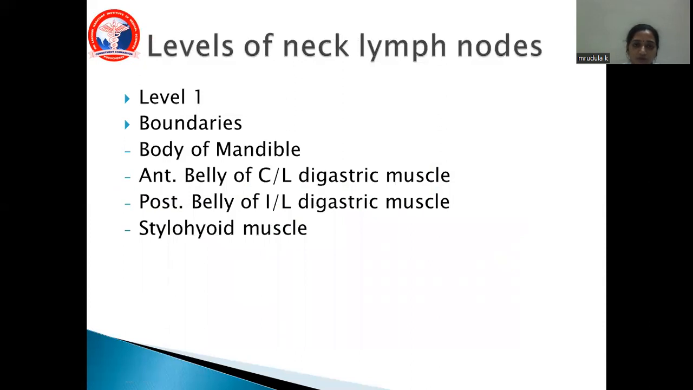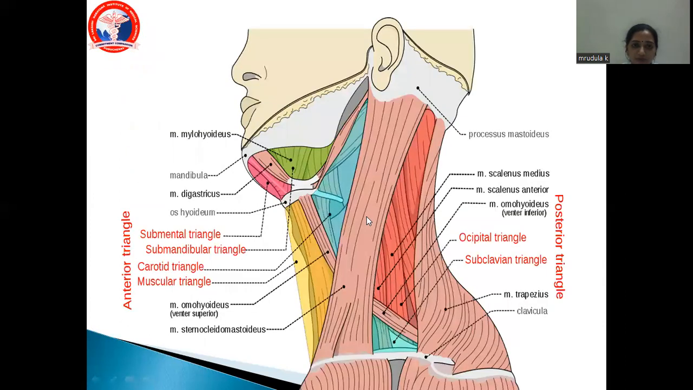So level 1, they are bounded by the body of the mandible, anterior belly of contralateral digastric, posterior belly of ipsilateral digastric, and stylohyoid muscle. This is the level of level 1A nodes.